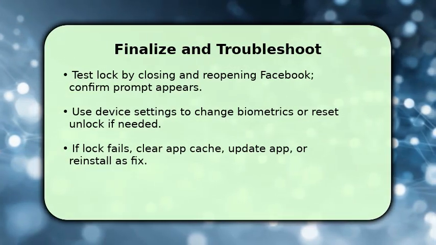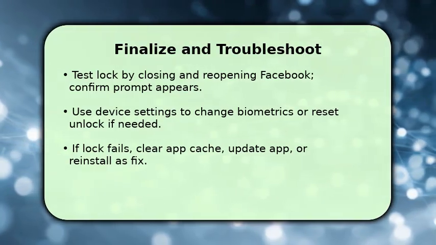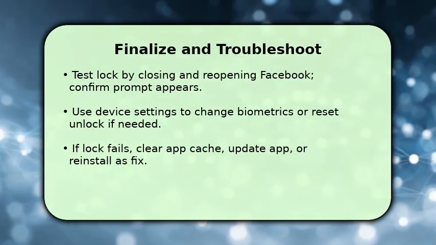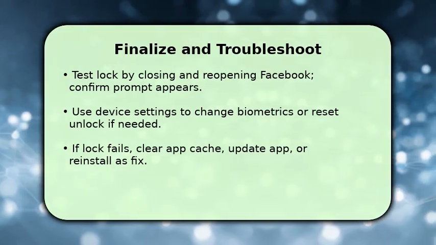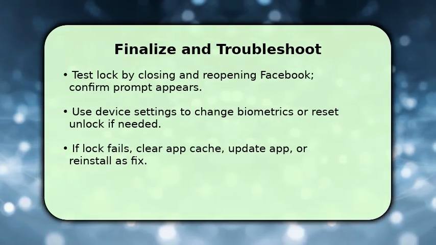If you switch or remove device biometrics later, make sure to update Facebook's lock method. Otherwise, you could be locked out. Troubleshooting tip: if the lock doesn't activate, update the app, clear its cache, and check app permissions. As a last resort, reinstall the app and re-enable App Lock to restore normal behavior.